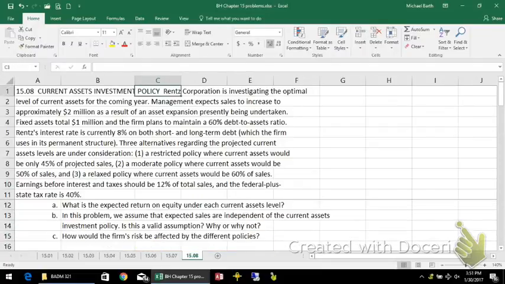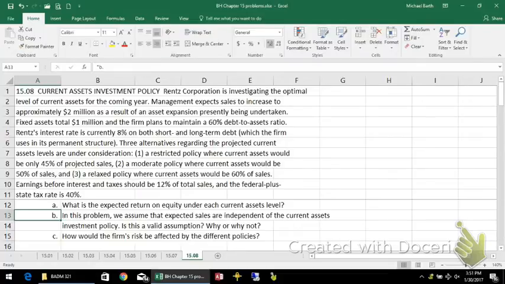Let's go back up here, and in this problem we assume that sales are independent of current assets. Is that a valid assumption? Why or why not? Well, think about it. If you don't have as much inventory with this restricted policy, people come in there to shop and they don't get their stuff, or your customer calls up and says, I need 3 cases of widgets, and you say we don't have any. They're going to go shopping somewhere else. So the amount of inventory is going to affect sales.